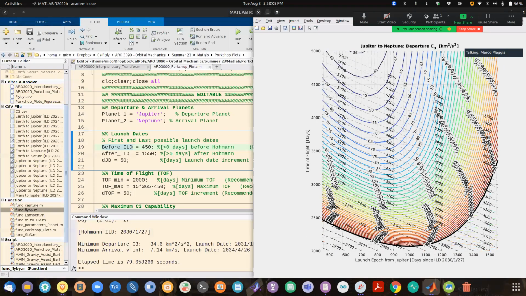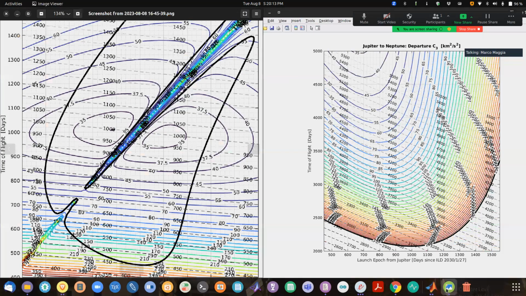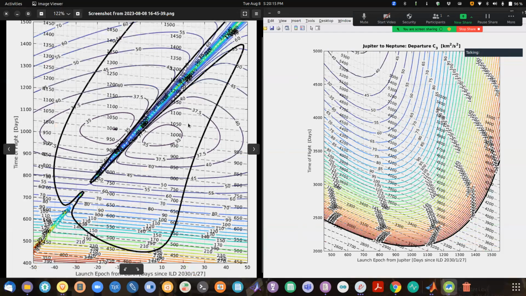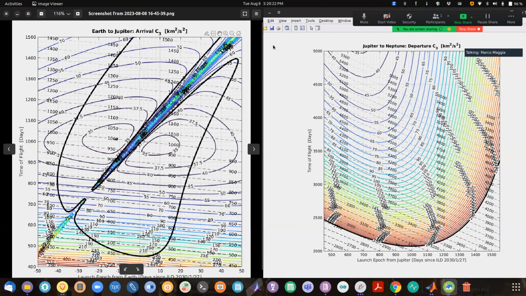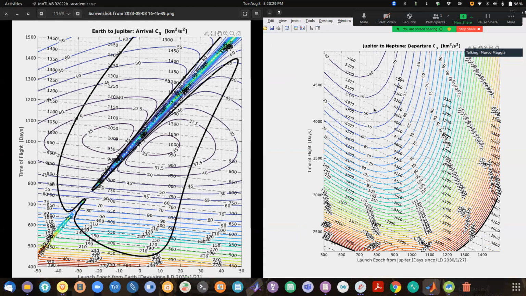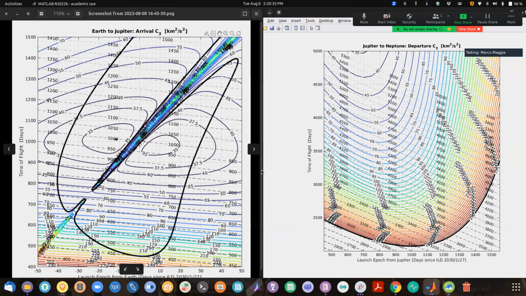So we're going to move this to the right, and we're going to resuscitate here the right-hand side of the previous Porkchop plot. So you see here, this is the arrival at Jupiter, and this is the departure at Jupiter. So how do we find a common C3?